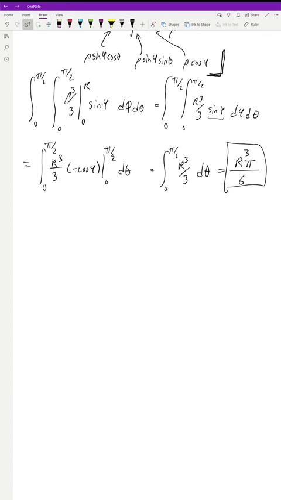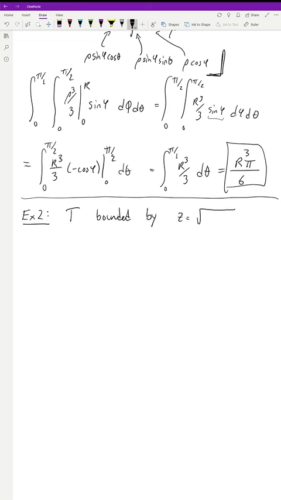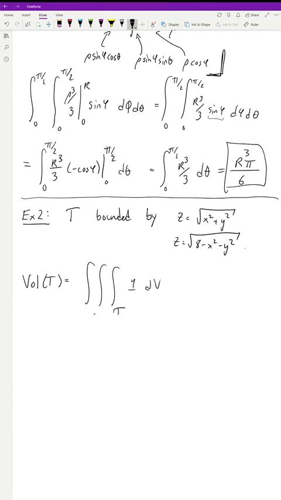So that's a simple example, not very much complexity there, but we end up matching up with what we got before. So the last thing I want to do is another example, but let's actually just redo the example we did before. If you recall, the region T was bounded by z equals square root of x squared plus y squared, and z equals square root of 8 minus x squared minus y squared. So it's some region in R3 bounded by these two surfaces, and I want to figure out what that volume is. So the volume of T will be the triple integral of 1 dV over this region T.